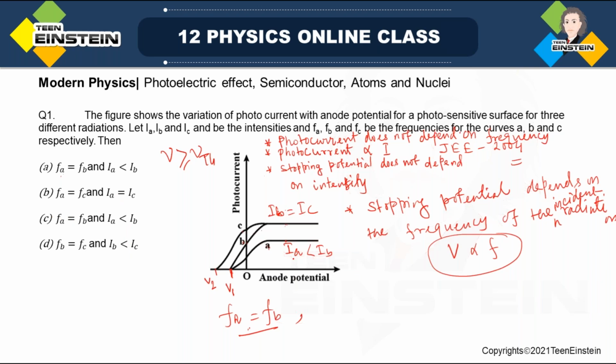So I have the first option, which is correct. FA is equal to FB, because the stopping potential for both B and A radiation is the same, and the current due to radiation A is less than the current due to radiation B. That's why I can say the intensity of radiation A is less than the intensity of radiation B. So this is how we can analyze and solve this problem. So I have option A correct here.